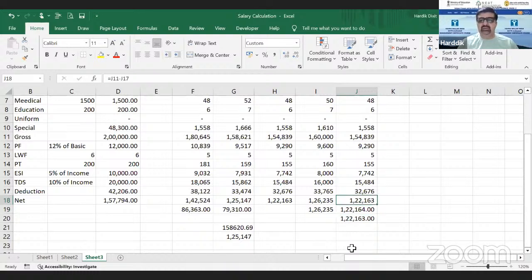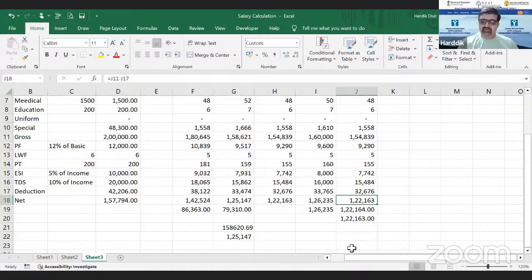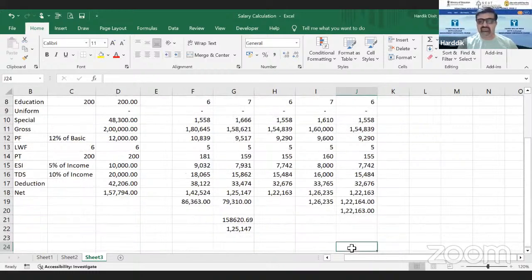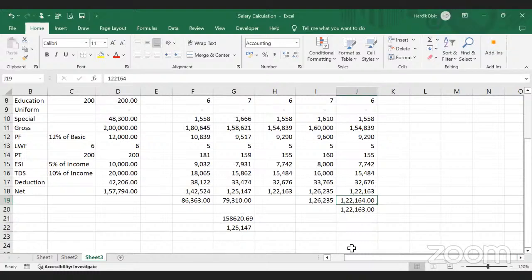And my net becomes 122,163. So 163,164 because of a decimal value here and there. But the answer is correct. So you understood the basic calculation? Yes, sir.